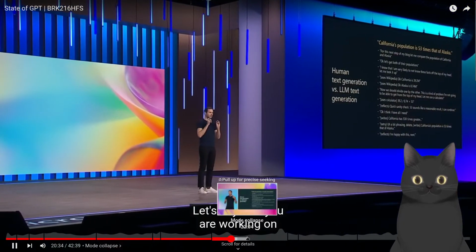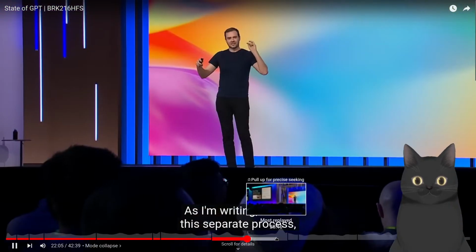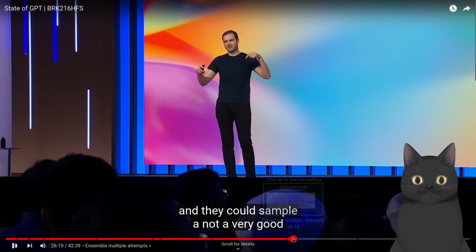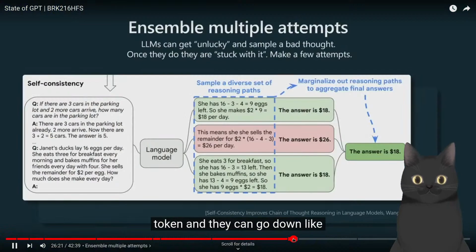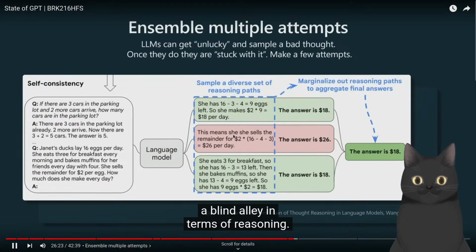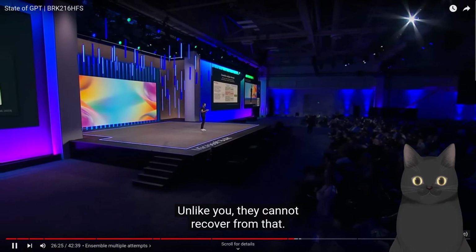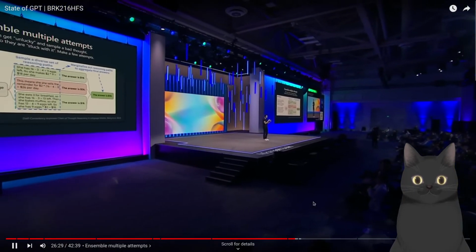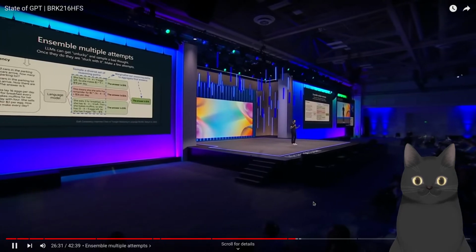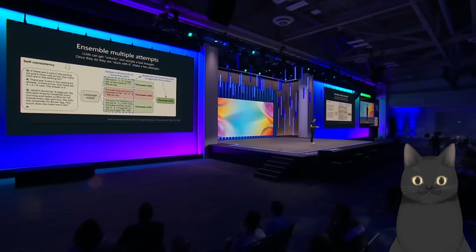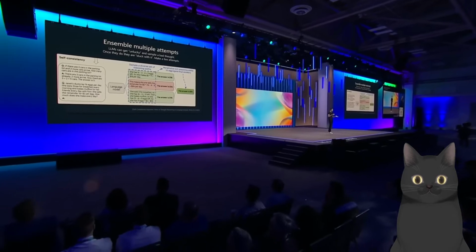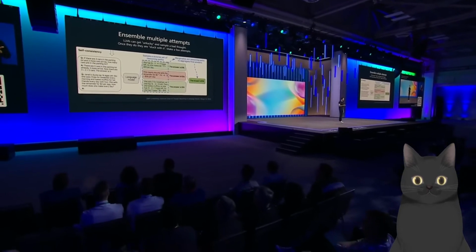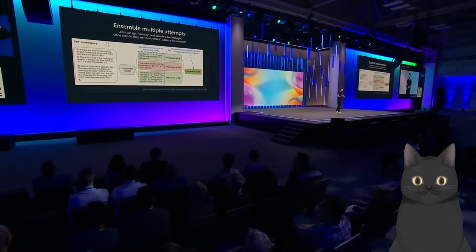Let's say that you are working on an article or a blog thing. I have this separate process almost inspect token, and they can go down sort of like a blind alley in terms of reasoning. And so unlike you, they cannot recover from that. They are stuck with every single token they sample. And so they will continue the sequence even if they even know that this sequence is not going to work out. So give them the ability to look back, inspect, or try to basically sample around it.